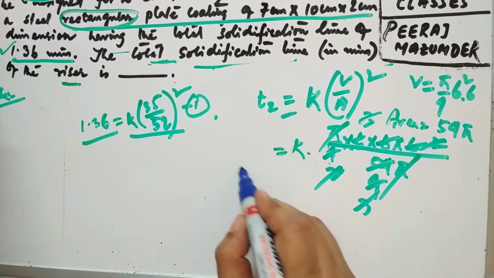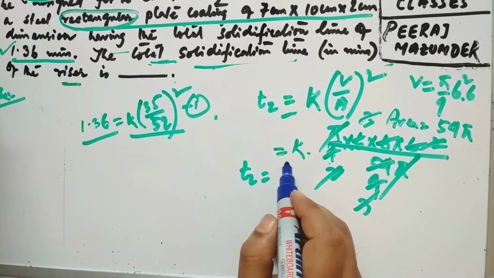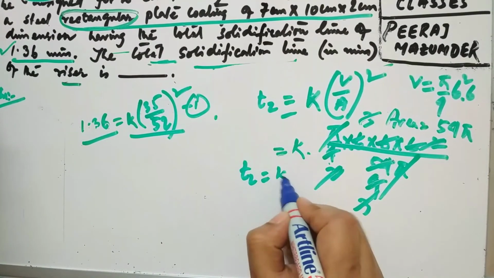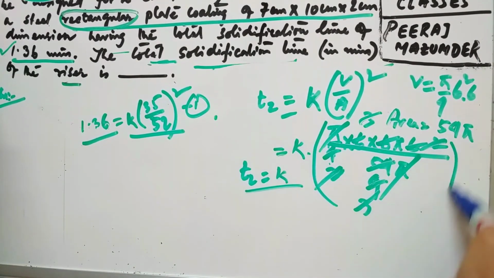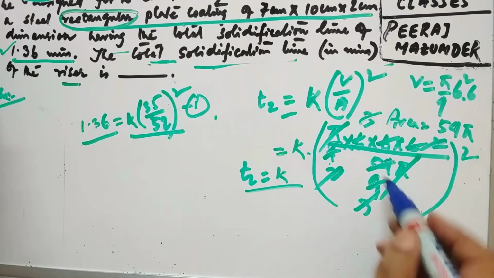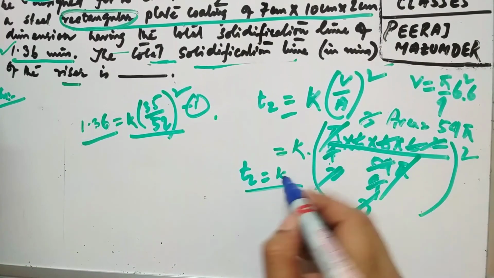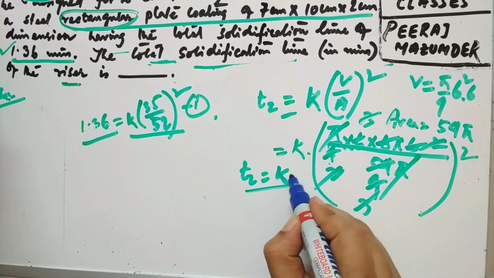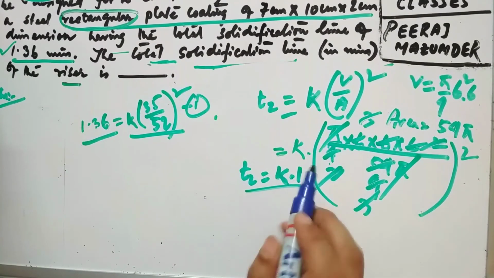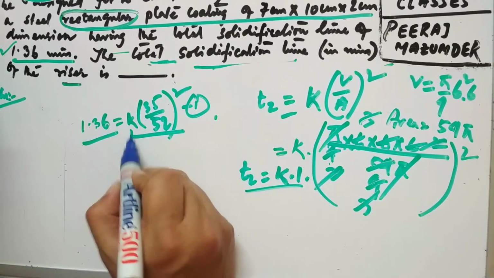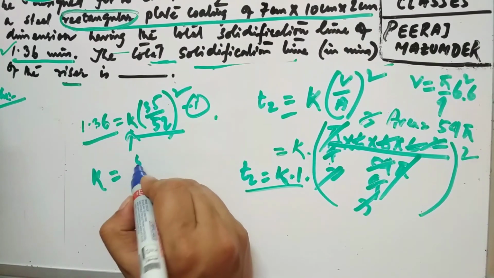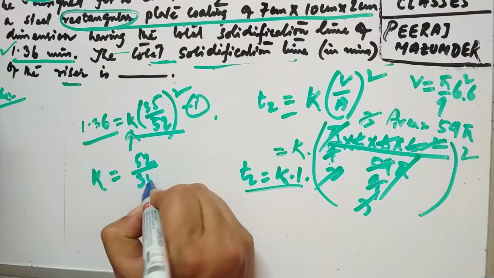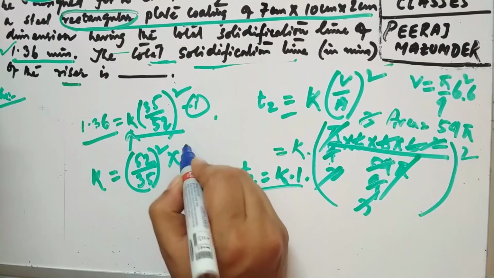So T2 is coming to be K. No, sorry, one thing I missed, it will be squared. That will not make a difference because it all cancels out, so it will again come as K only, because it will be 1 only. So T2 is equal to K only. Now from here you have to find K. Now look, K is 52 by 35 whole square into 1.36.